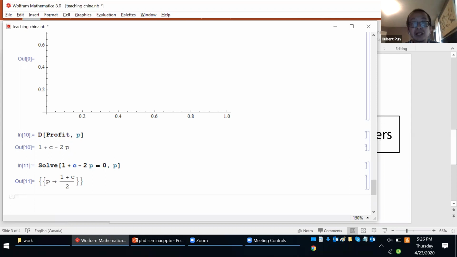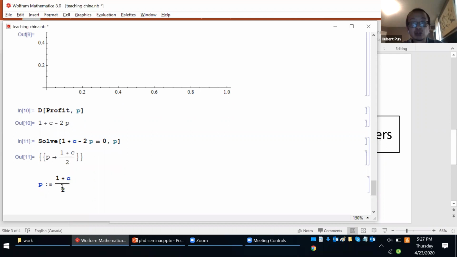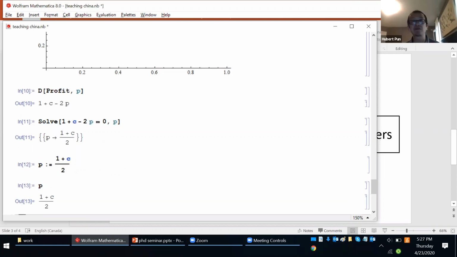So then to find out what is the optimal profit, I assign the value P with 1 plus C divided by 2. So I just highlight this, copy, and paste. So the blue P, if I do shift enter, becomes black P. A black one means there's some value inside P. So that means if I do P, shift enter, I have 1 plus C divided by 2.